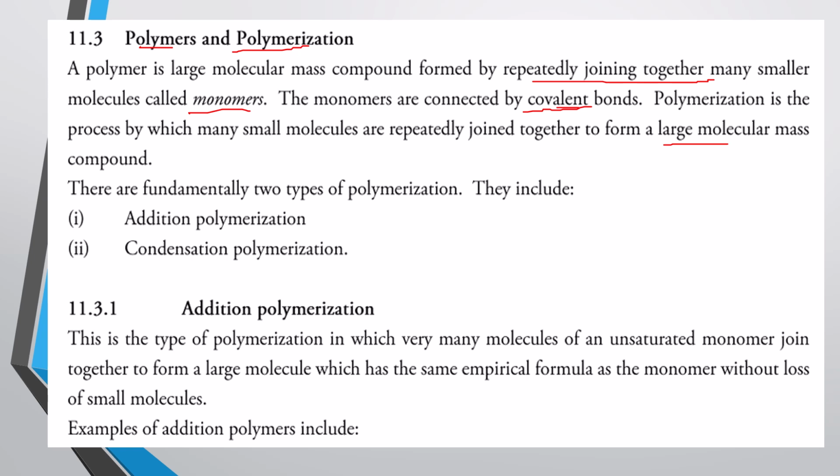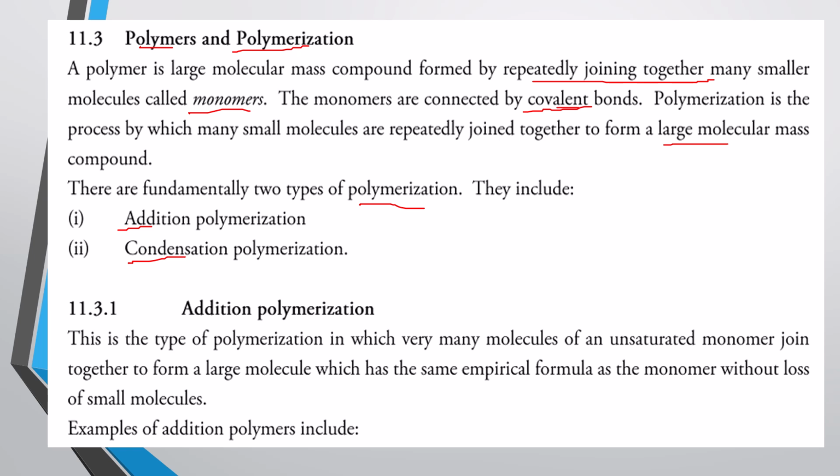So polymerization, I repeat, is the process of making polymers, but you can't define it that way. You define it as a process of monomers repeatedly joining to each other using covalent bonds to form a large molecular mass compound. So proceeding, we are going to say that there are two fundamental processes of forming polymers, or two types of polymerization: addition polymerization together with condensation polymerization.